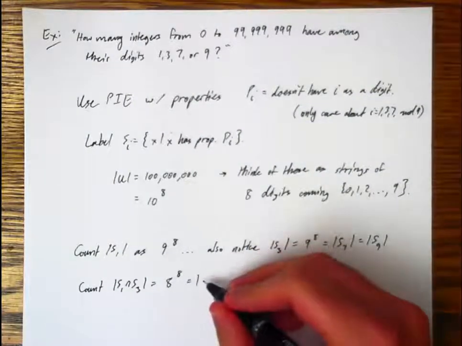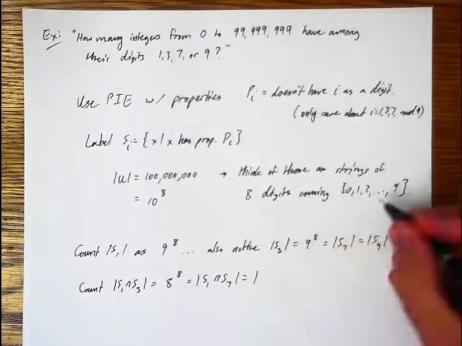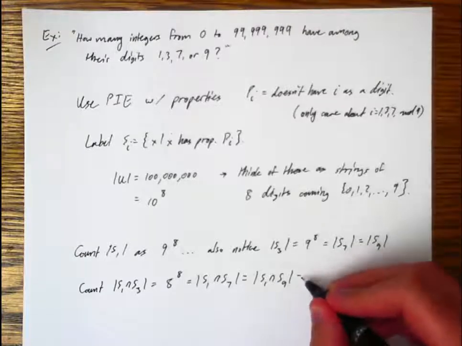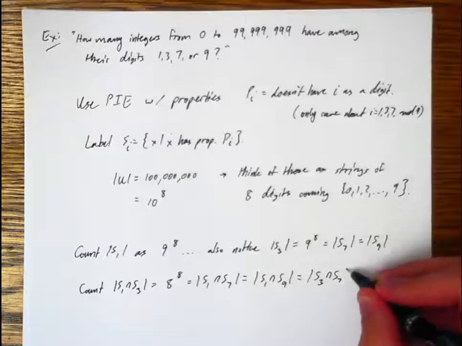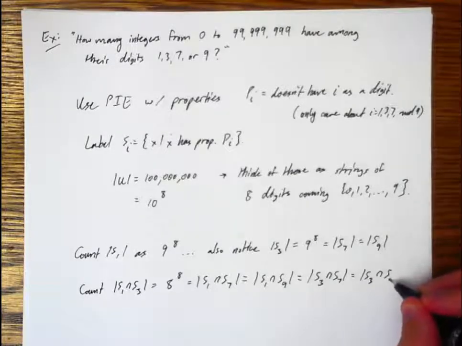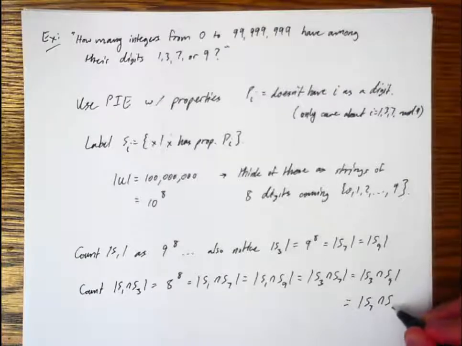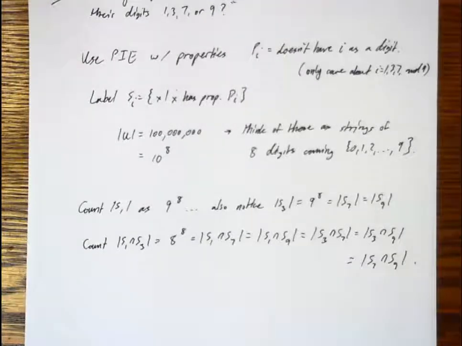And this is the same thing for all of my other pairwise intersections. It doesn't matter which two digits I removed, I still have a collection of 8 options per slot, per digit. And there are 6 different intersections that I can use here. And they're all counted the same way.